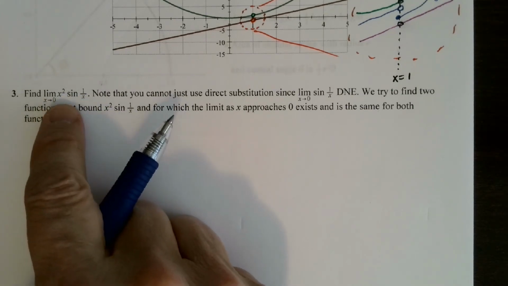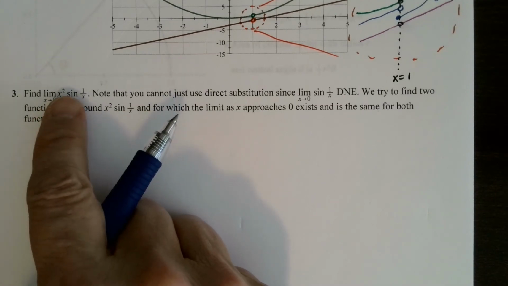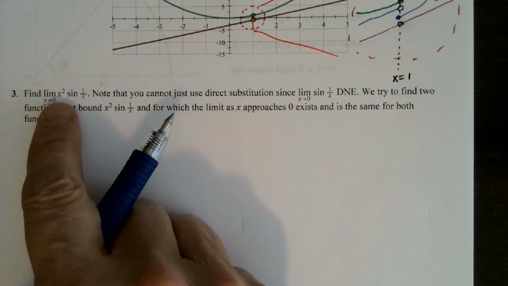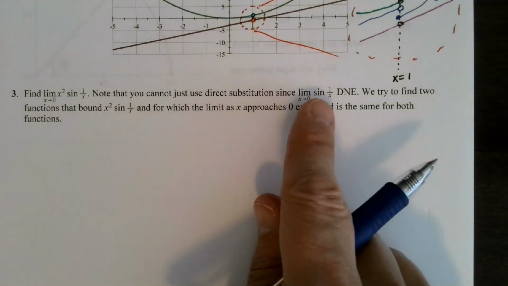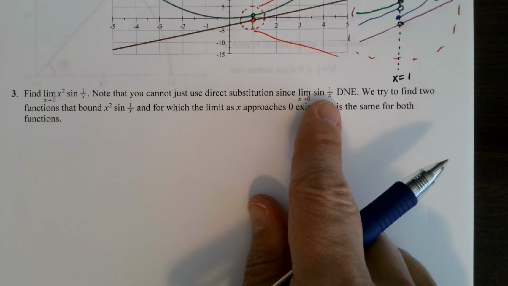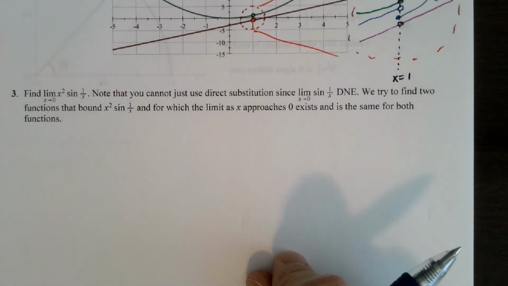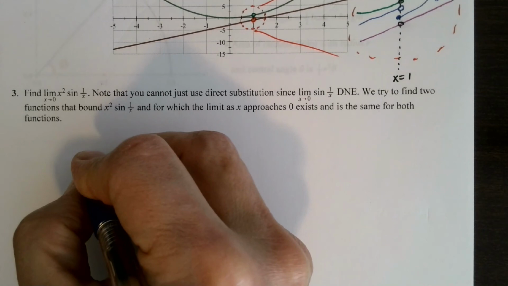Remember, the basic limit laws say the limit of a product is the product of limits, provided each limit exists. The limit as x approaches 0 of x squared exists, it's equal to 0, but the limit as x approaches 0 of sine of 1 over x, remember, does not exist. That was the one that had the infinite number of oscillations as we got close to 0. So we can't use direct substitution. What we're going to do is actually use the squeeze theorem.